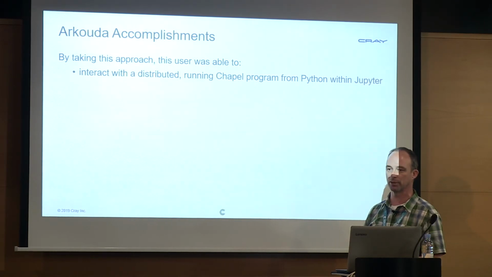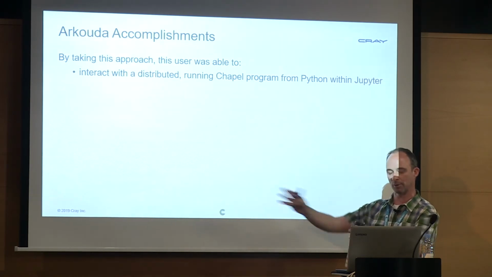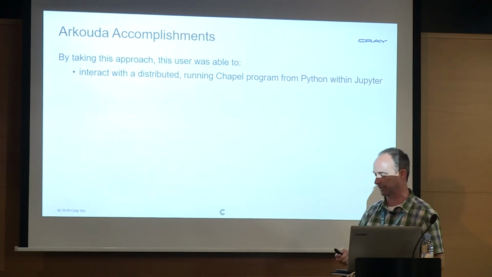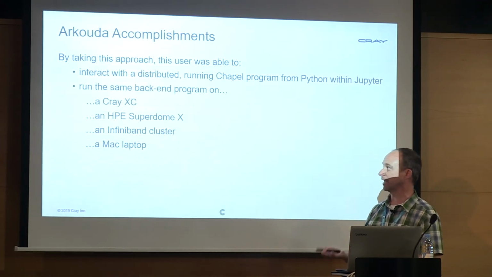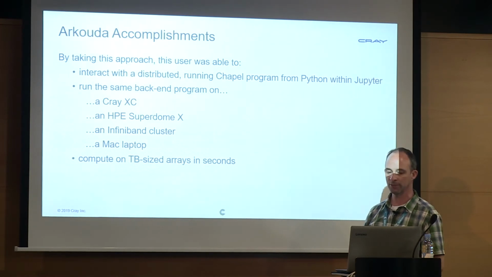So by taking this approach, this user was able to interact with a distributed running Chapel program running within Jupyter. So they were on Jupyter on a front end. The Chapel was out in the back end running across their HPC. They were talking to each other using ZMQ. They could run that same back-end server program on a Cray, on an HPE, on an InfiniBand, on a Mac. So again, this gets to the portability point I made at the beginning of my talk, and allowed them to develop it locally and then deploy it on their larger systems. They could compute on terabyte-sized arrays in seconds. I think the record that they've done here is like 32 terabytes of arrays on some of their demonstration codes.